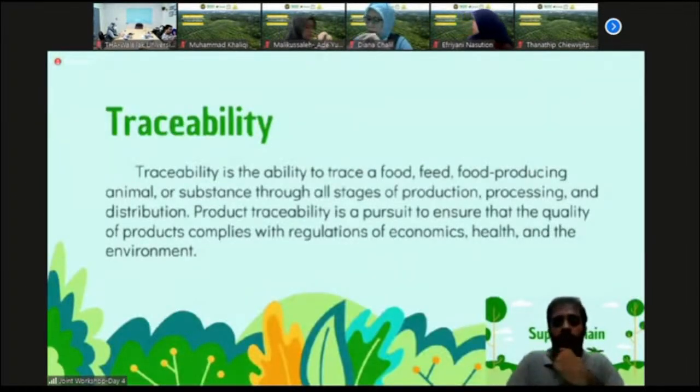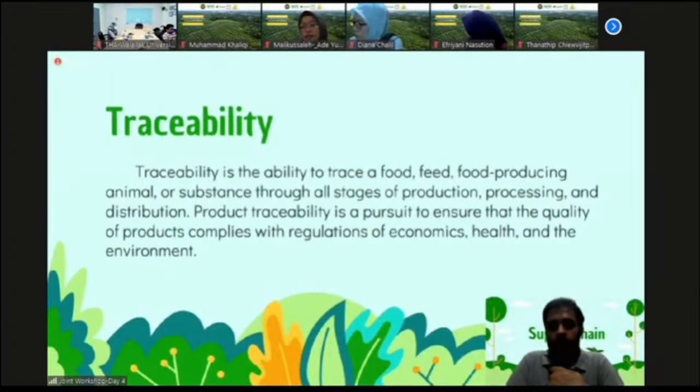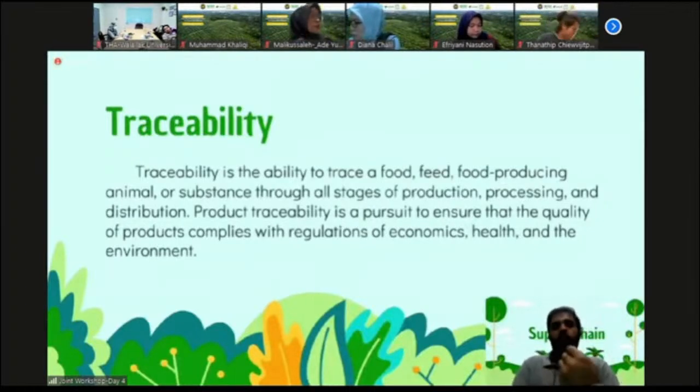Traceability is the ability to trace a food, feed, food-processing animal, or substance through all stages of production, processing, and distribution. Product traceability is a pursuit to ensure that the quality of a product complies with the regulations of economics, health, and the environment. Traceability covers the cycle of the overall product from manufacturing to packaging and distribution. These processes involve ingredients, procedures, test results, resources used, and transport methods.